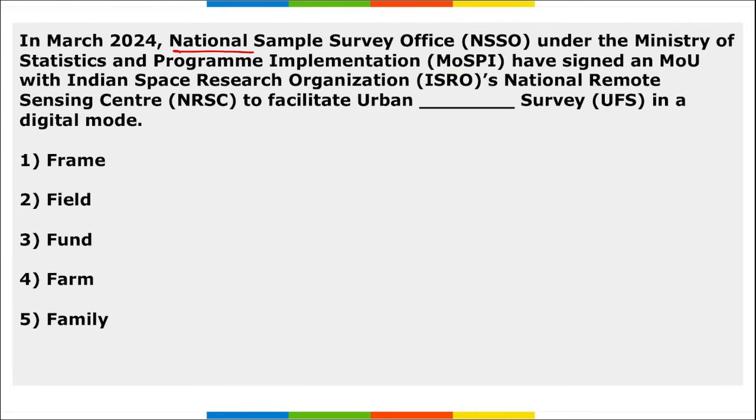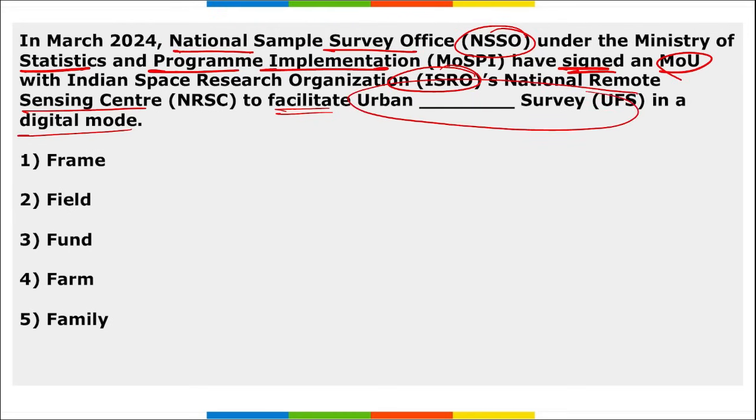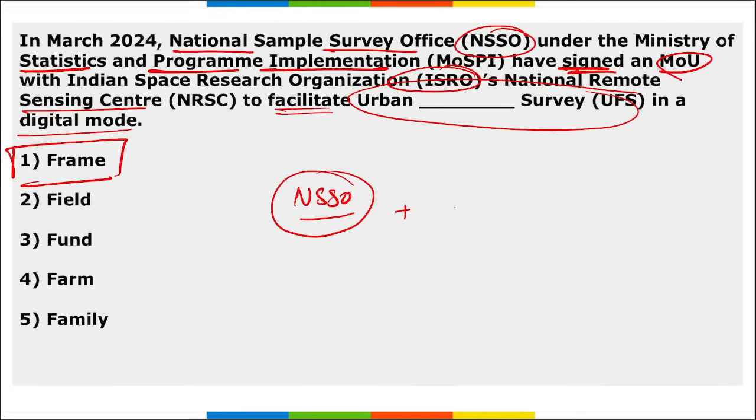Next, National Sample Survey Office NSSO under the Ministry of Statistics and Program Implementation have signed an MOU with ISRO's National Remote Sensing Center to facilitate urban dash survey in digital mode. So indirectly, full form of UFS is asked, that is your urban frame survey. Correct? So coming back, NSSO, right? They have signed this MOU with whom? With ISRO, and it was to facilitate urban frame survey in digital mode.